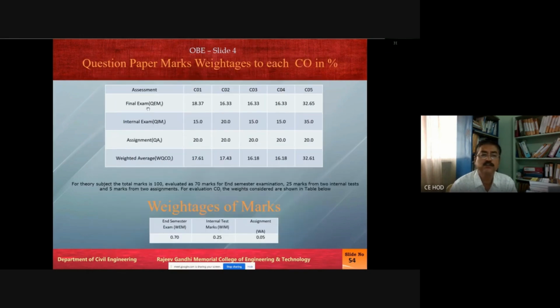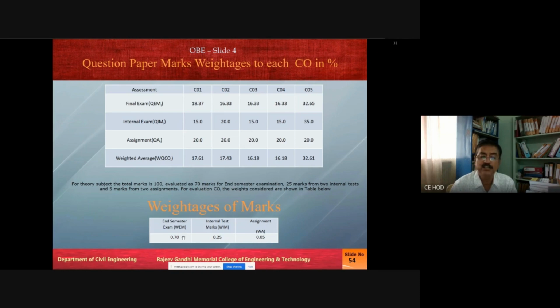Now this is end exam percentage of marks, internal exam percentage of marks, and assignment percentage of marks. Based on that, the weighted average has been calculated by taking weights of marks. Weight for end exam is 70%, that is 0.7. Internal test is 0.25, and assignment 0.05, that is 5% weightage.